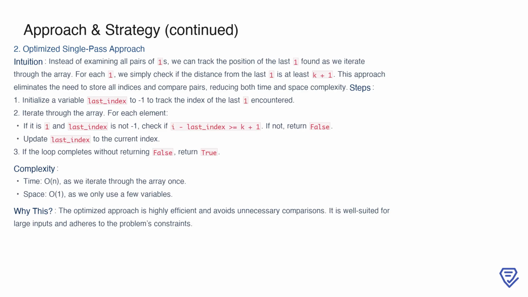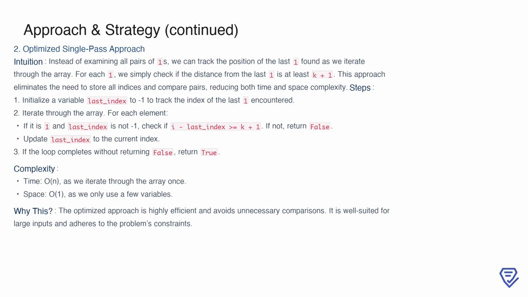Instead of checking every pair of 1's, we can simplify the process by keeping track of only the most recent one encountered as we iterate through the array. The key insight here is that each one only needs to maintain the required distance from the previous one, eliminating the need for unnecessary pairwise comparisons.